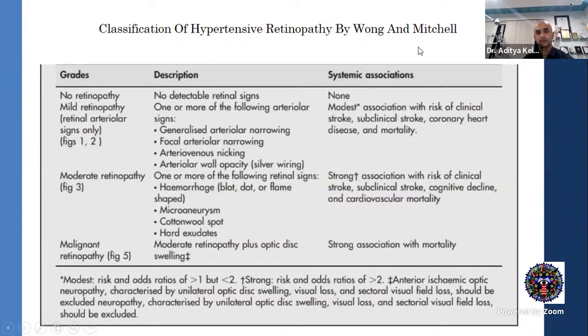Then the classification by Michel and other group members was to correlate the hypertensive retinopathy and systemic association. So stage 1, where there is no retinopathy and there is no systemic association; mild retinopathy is then associated with a modest risk of cardiovascular disease. Whereas with moderate retinopathy, you can have a strong association with clinical stroke or subclinical stroke or cognitive decline and cardiovascular morbidity. Whereas malignant retinopathy or stage 4 has a strong association with morbidity. So this is the way Michel and group have classified hypertensive retinopathy and its systemic association.